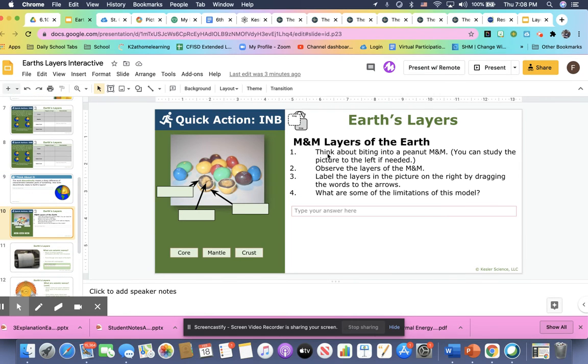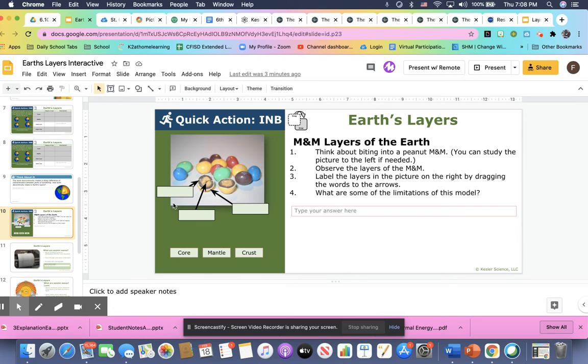All right, so here is an M&M layers of Earth activity. Think about biting into a peanut M&M. You can study the picture on the left over here if you need to. Observe the layers of the M&M. Label the layers of the picture on the right by dragging the words to the arrow.